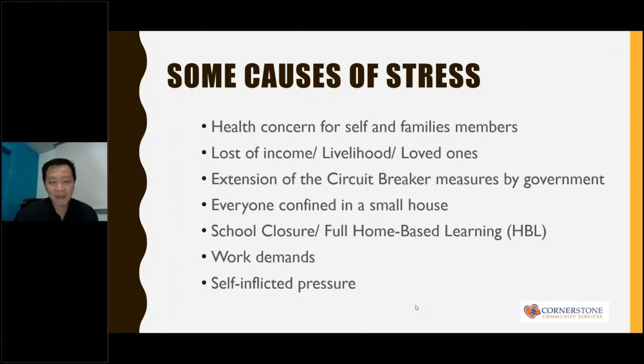So everyone is confined in a small house, with school closure, full HBL, home-based learning, and work demands. I've heard a lot of people say that working from home is actually busier than before. Yeah, go figure. And then there's self-inflicted pressure. Sometimes people place upon themselves expectations of our children, our spouse, of ourselves, of the government, etc. So these are all possible causes of stress that maybe some of you are experiencing now.